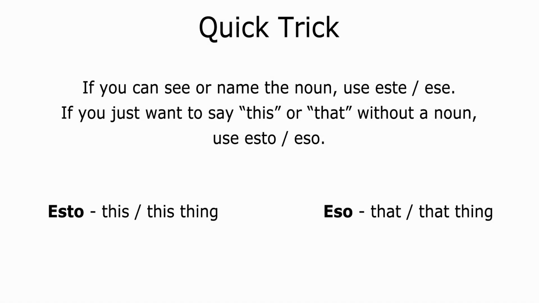So here's a quick trick. If you can see or name the noun, use este or ese. If you just want to say this or that without a noun, use esto or eso. So let's remember, esto means this or this thing. Eso means that or that thing. You can point, answer, or refer to things without saying the noun.